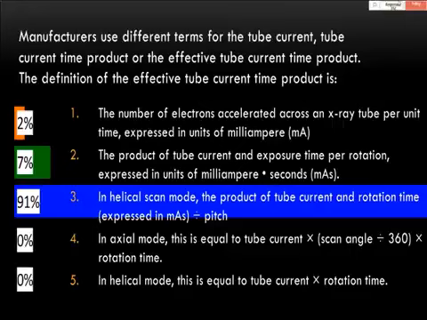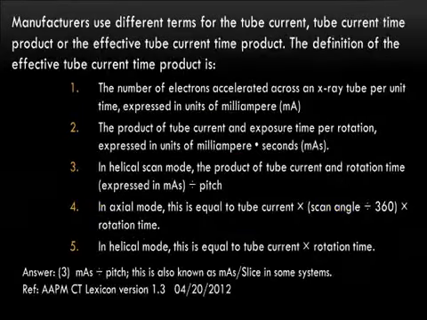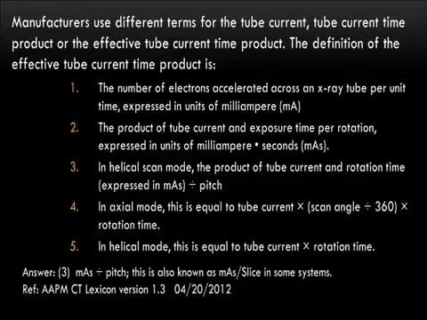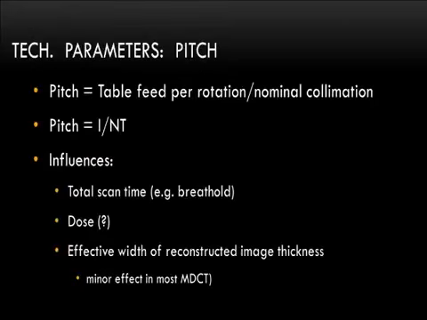Good. A couple of you got distracted, which is understandable. That's sort of the point. But most of you got it right. It is confusing. That's why we put the lexicon together. And the answer is number 3. It's MAS divided by pitch, also known as MAS per slice in some systems.